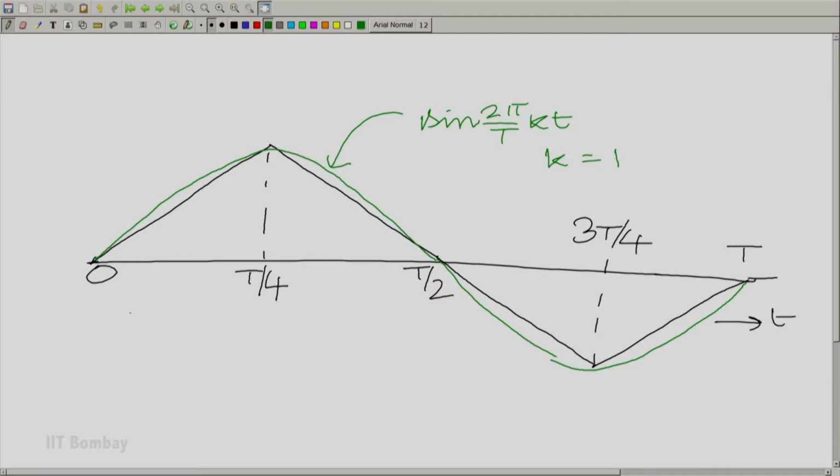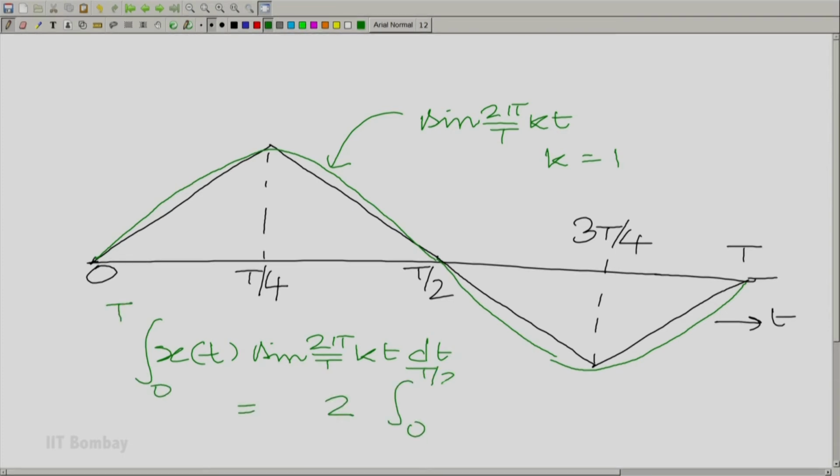Whatever integral you get between 0 and T by 2 is the same as what you get between 0 and T. So, in fact, here when you take x(t) sine 2 pi by T kt integrated from 0 to T, you can see it is 2 times what you get from 0 to T by 2. I leave this for you to verify. That is one thing that will make your job easier.